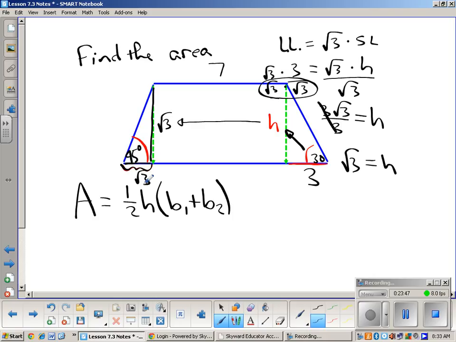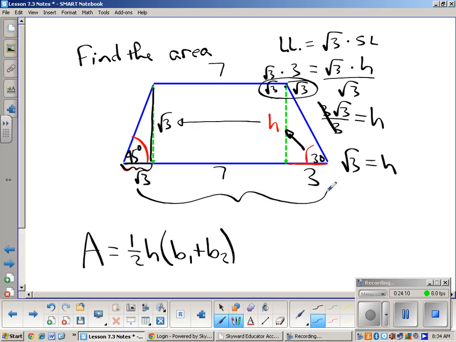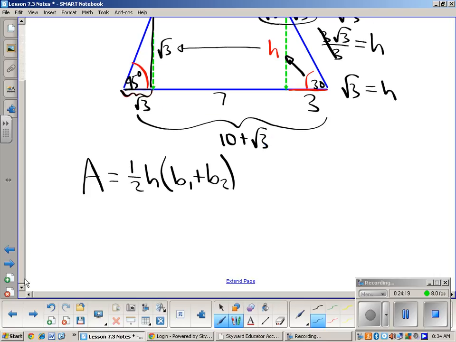And what's in the middle? 7. So how long is my bottom base? 10 plus the square root of 3. So this side, let me move this down a little bit. This is messy, isn't it? 7 plus 3 plus square root of 3. That's 10 plus square root of 3. Okay? That's one base. And so the top base was 7, and the bottom was 10 plus square root of 3. And my height I found to be square root of 3.